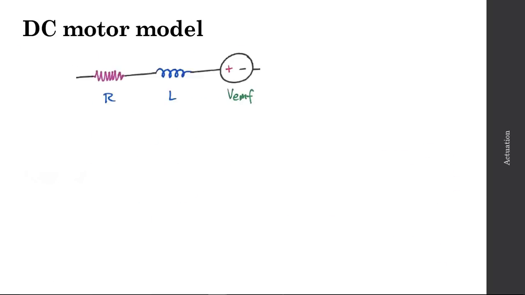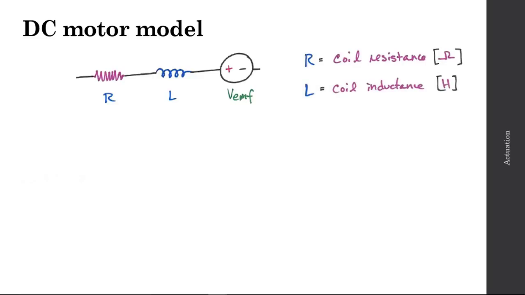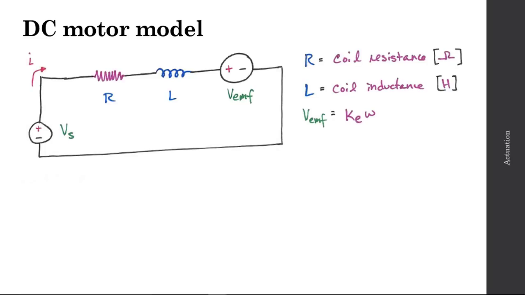Using these laws, let's now put together a model of our DC motor. This model is going to include a resistor, an inductor, and the VEMF voltage source, all three of those components in series. The resistance in this case is going to be the coil resistance given in ohms. L is going to be our coil inductance provided in Henrys. And VEMF, using the generator law, will be equal to KE times omega. We'll connect our DC motor model to a supply voltage, and that supply will source some current I.